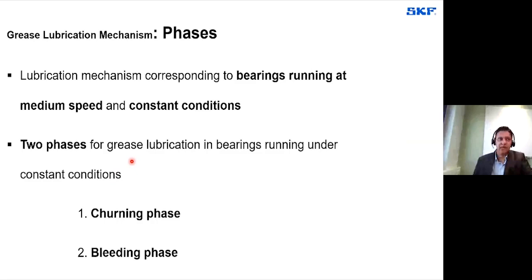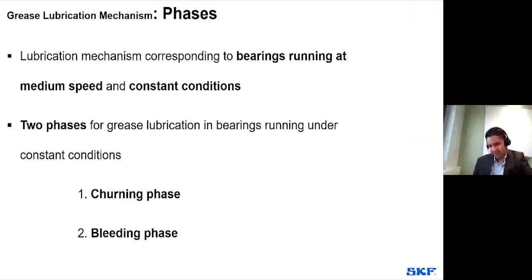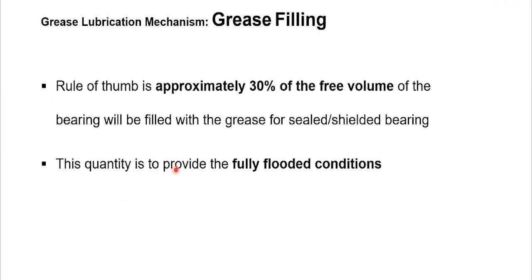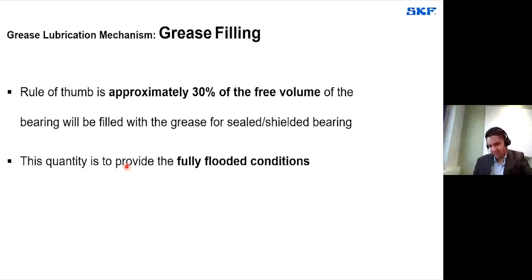Before going into detail with these phases, I would like to explain another important aspect called grease filling. Normally, as a rule of thumb, we recommend that approximately 30% of the free volume in a bearing be filled with grease. Mainly, this is for sealed and shielded bearings. This quantity is mainly to provide a fully flooded condition, at least during the running-in period. This recommendation of 30% may vary a bit based on your speed condition. For example, if you're using very high speed or ultra high speed, then this recommendation will be reduced to around 20 to 25%.